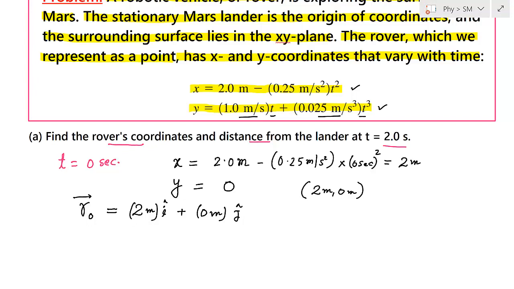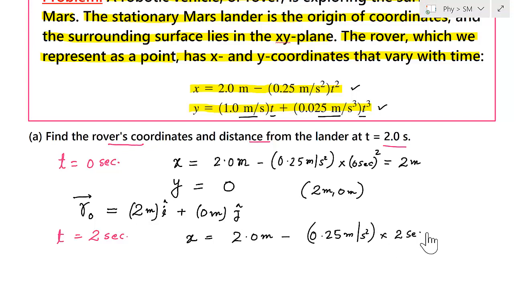Now let us find the position vector at t equals 2 seconds. So how will you find it? Once again, you will use the same expression. Only thing is, now in place of time you have to plug in t equals 2 seconds. So this is 2 meter minus 0.25 meter per second square, and this multiplied by t square, in this case t is 2 seconds, and then this is squared. So if you calculate, this value will be 1 meter.